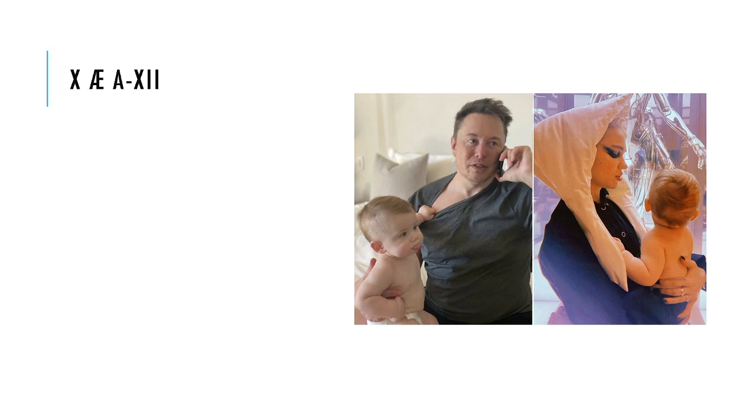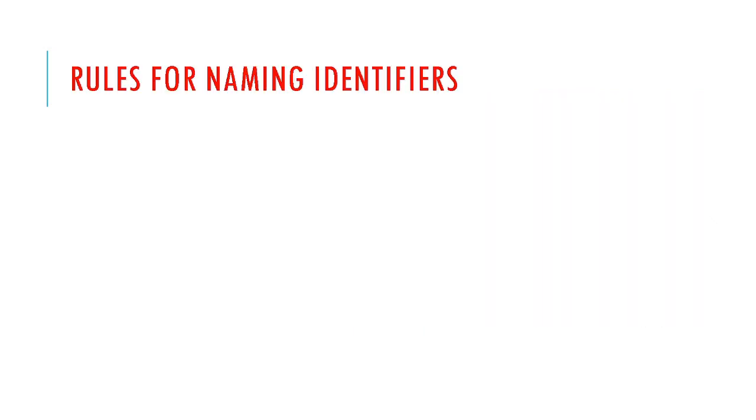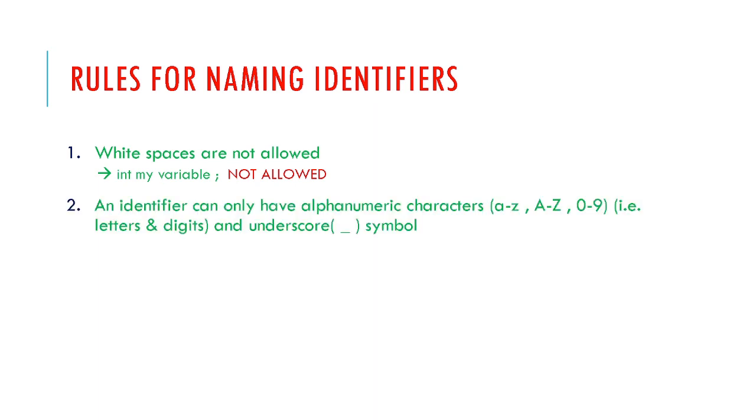So can we give whatever name we want to identifiers? No. There are some rules to name identifiers. Firstly, there should not be any spaces in the identifier. For example, if I declare a variable called my variable, this is not allowed because there is a space between my and variable. Second, an identifier can only have alphabets, digits and underscore in it. There cannot be any other symbols in it. So all these symbols are not allowed in C language to name identifiers. Only alphabets, digits and underscores are allowed.